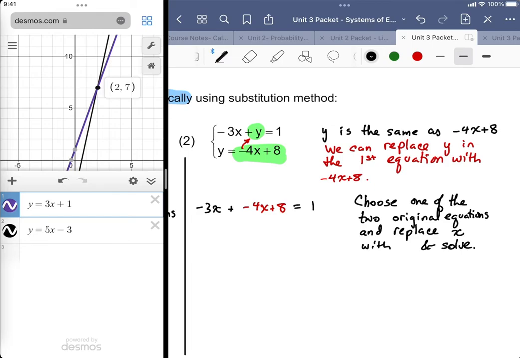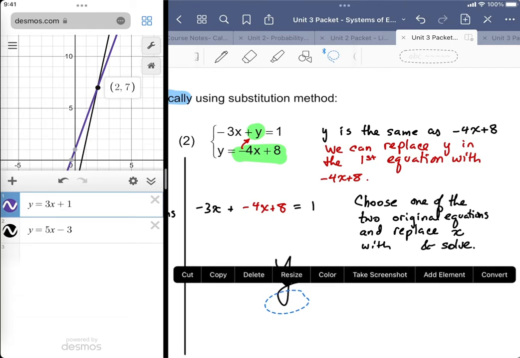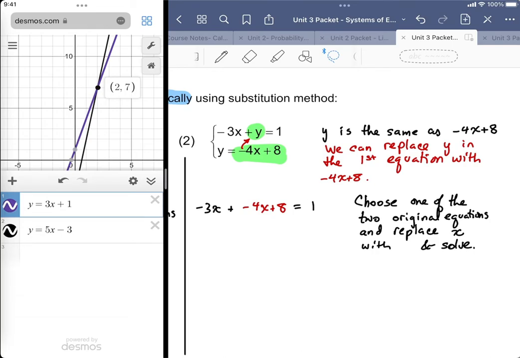So really, when you think about it, it's really the same as saying negative 3x plus y equals 8, but I'm saying that the y is really negative 4x plus 8. Just making that quick substitution. Combine our like terms. You get negative 7x plus 8 equals 1. And the reason we can combine like terms is because there are like terms to combine now. We were able to take a y variable and replace it with an x variable.